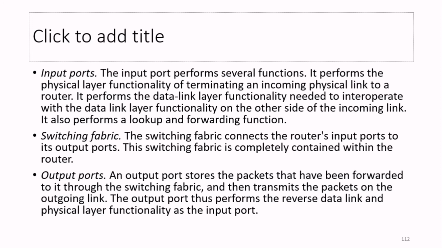The switching fabric connects the router's input ports to its output ports. This switching fabric is completely contained within the router. It switches the packet from an input port to the desired output port. The output port stores the packet that has been forwarded to it through the switching fabric, then transmits the packet on the outgoing link. The output port thus performs the reverse data link and physical layer functionality of the input port.